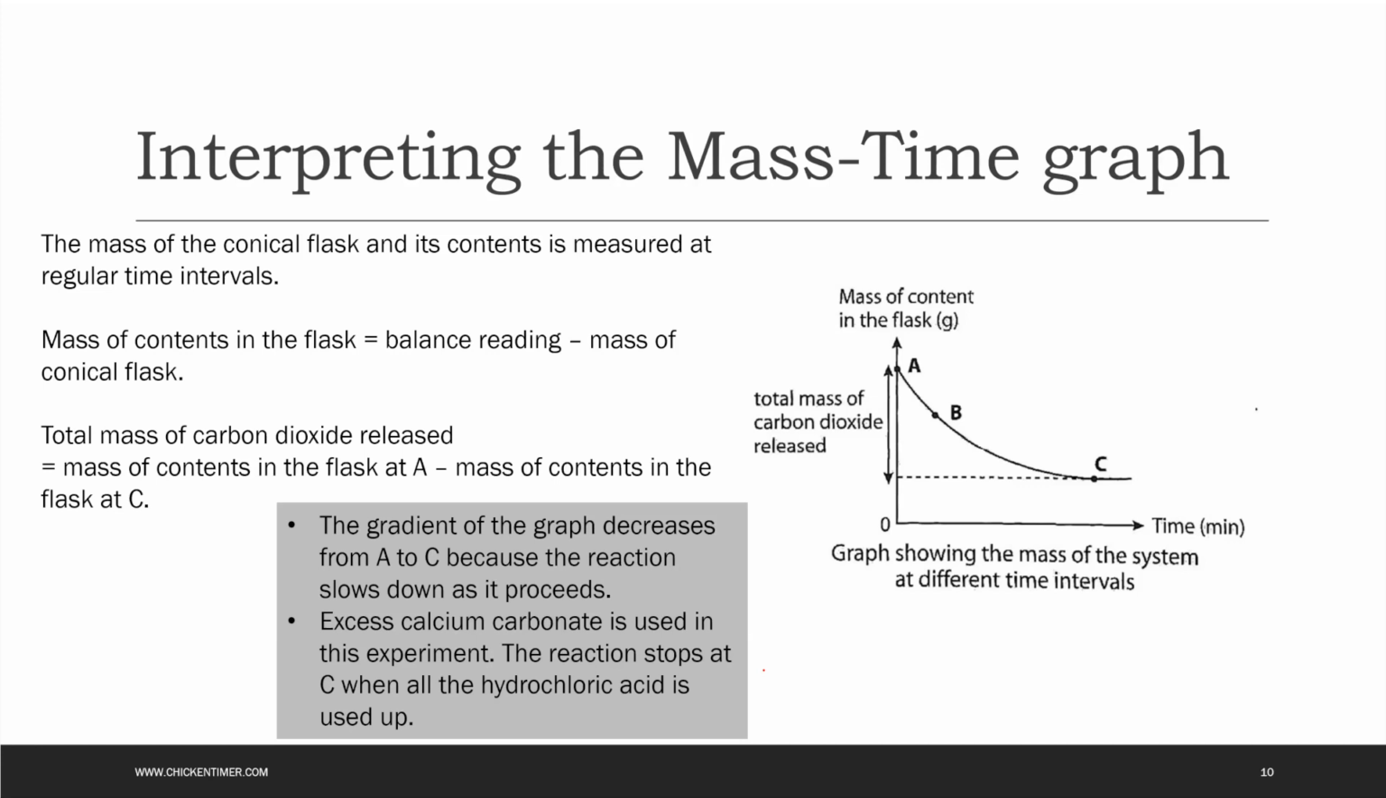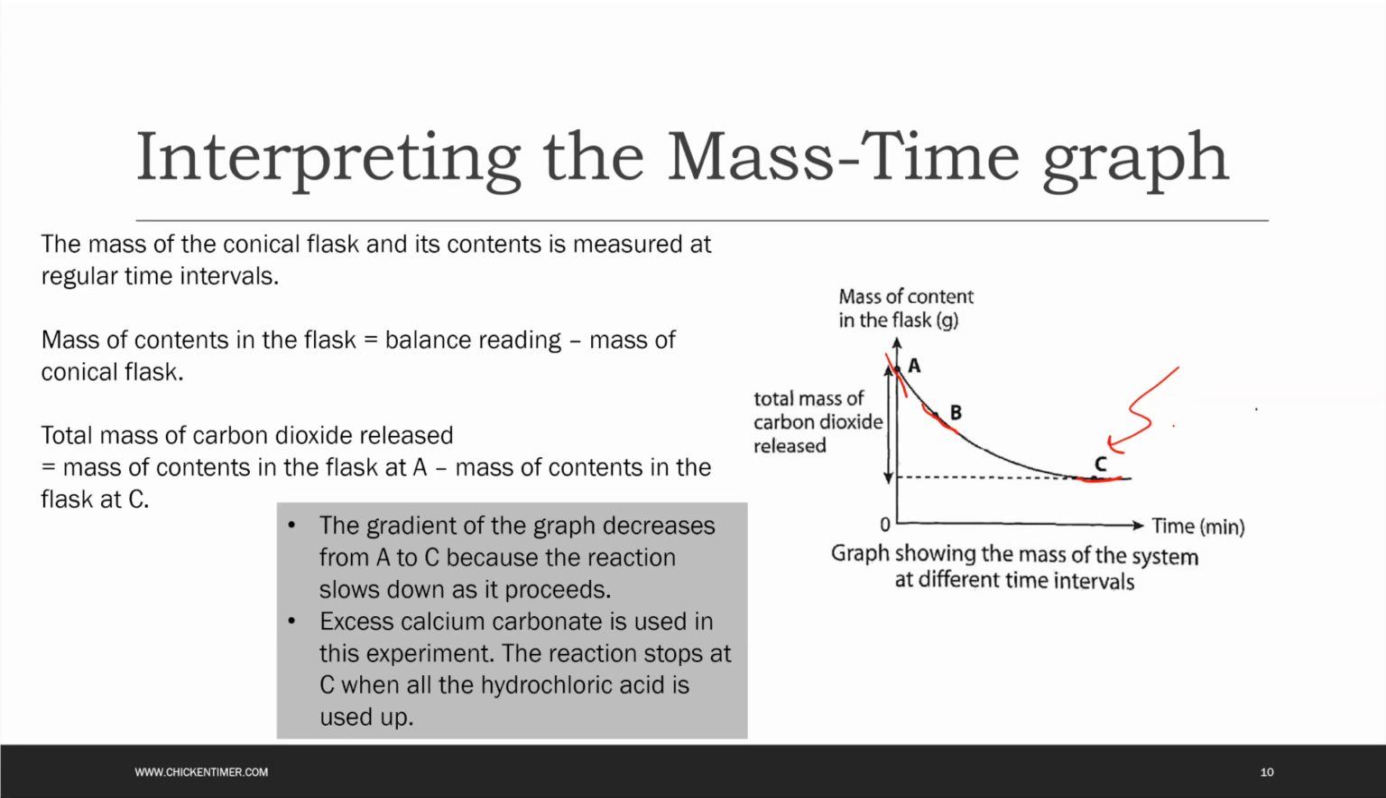Then you have the graph. The graph is the very important one down here. This is the initial rate, then the final rate down here at C. As time progresses, the mass drops and the gradient decreases. So the gradient decreases from A to C because the reaction slows down. Of course again they'll ask what happens at C. It's a simple question. At C, the reaction stops. Or you can say the gradient is 0, reaction stops.